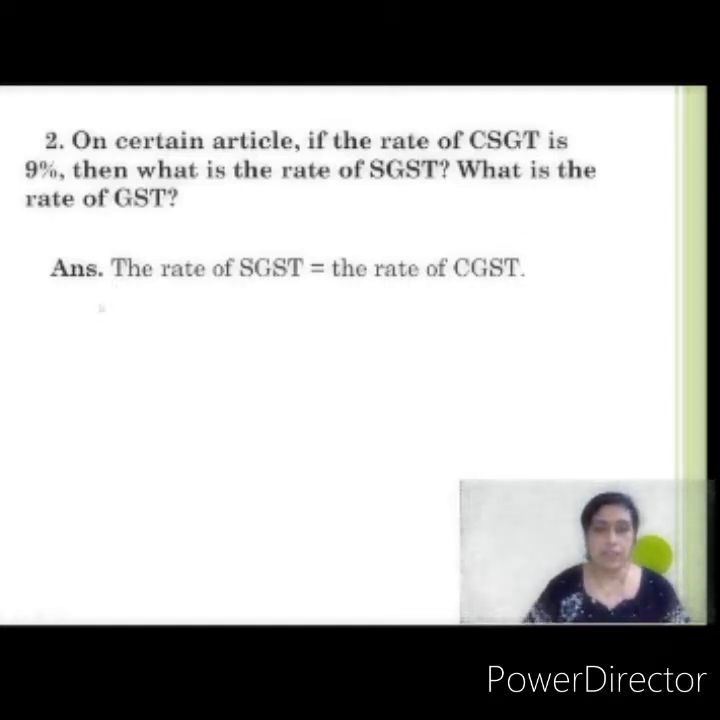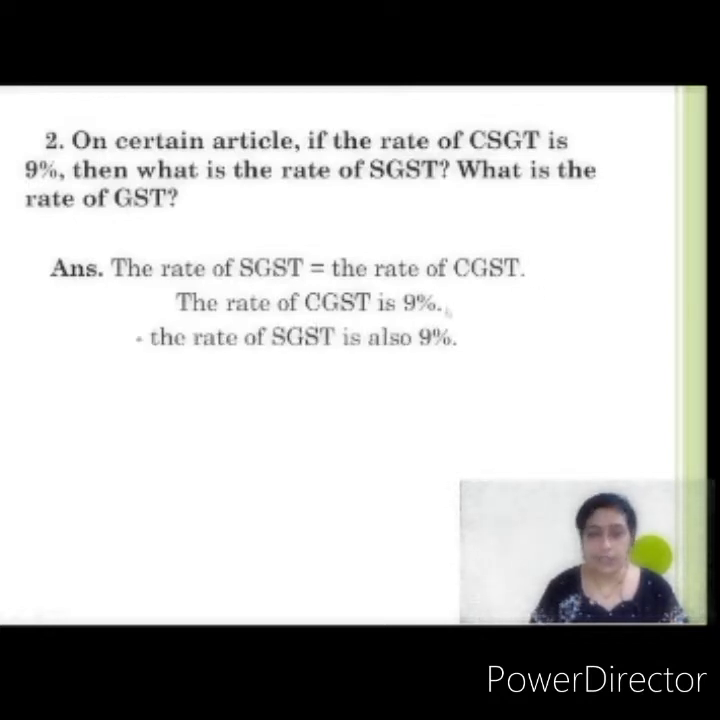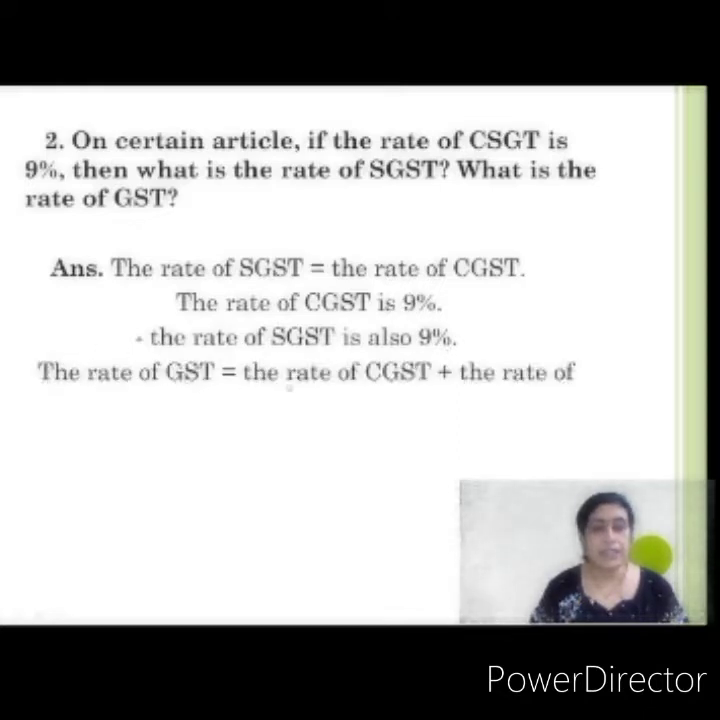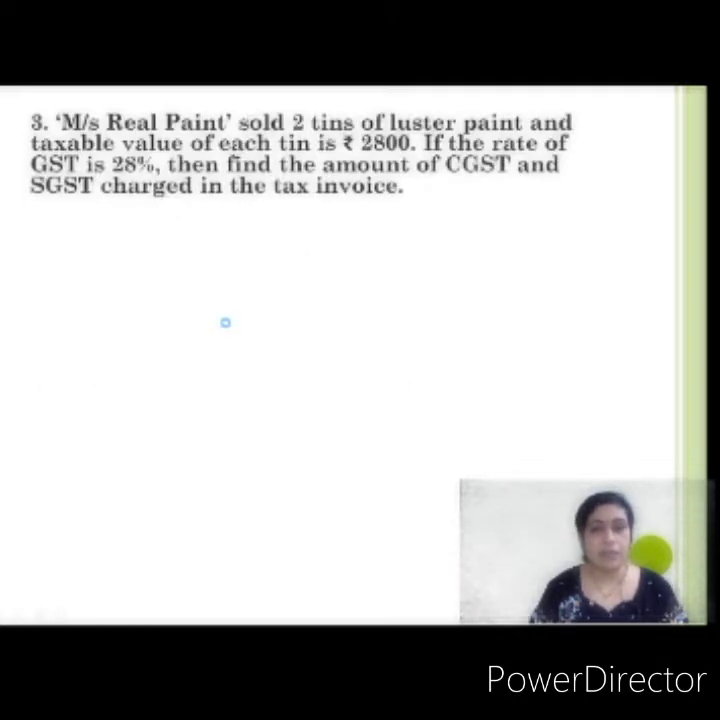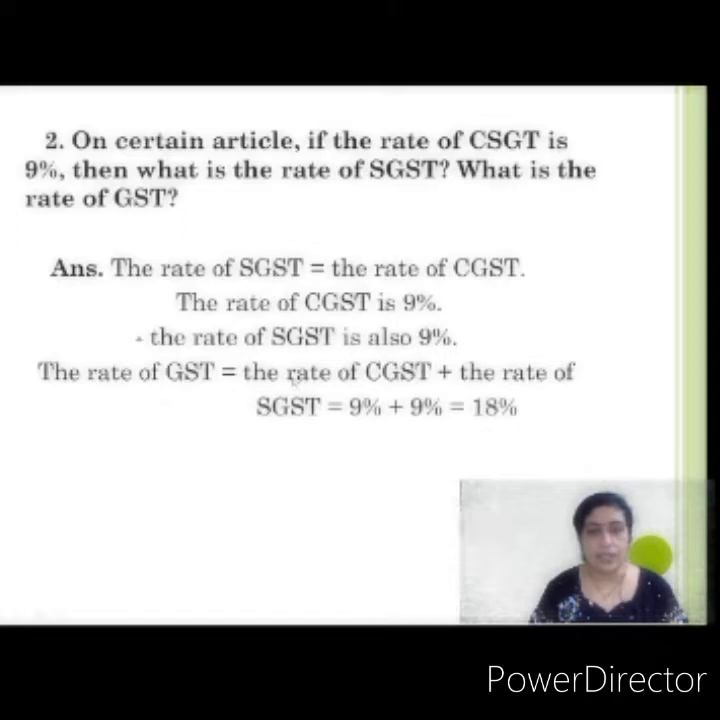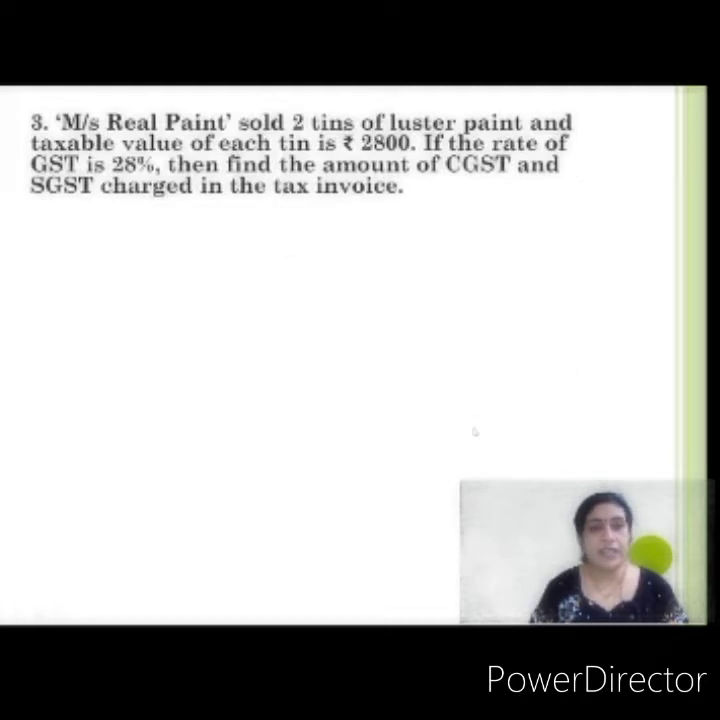So let us see how to write it down. The rate of SGST will be equal to the rate of CGST, because they both are always the same. The rate of CGST is given to us, that is 9%. So therefore what will be the rate of SGST? It will also be 9%. Okay. So the rate of GST will be equal to the rate of CGST plus the rate of SGST, sorry, I went forward first. That will be equal to 9% plus 9%, that is 18%. Okay. Let us see the next example.